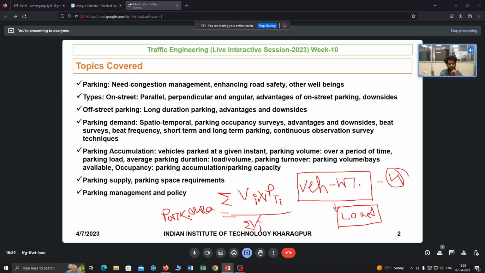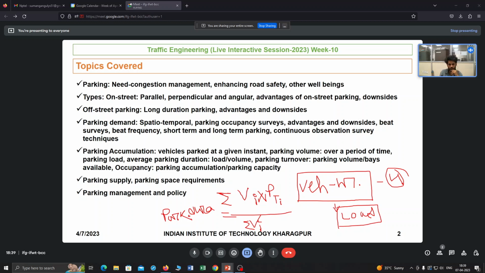There is something called parking turnover. It is the number of vehicles that have been parked relative to the number of bays available, considering one bay can accommodate one vehicle, right? Suppose the number of bays is 80 and within a period of 2 hours you see that 40 vehicles have been accumulated, or the parking volume is 40. So 40 by 80, which is half, is your parking turnover.